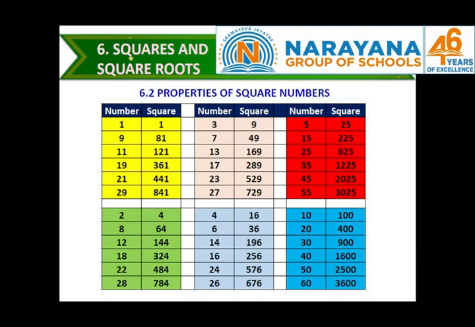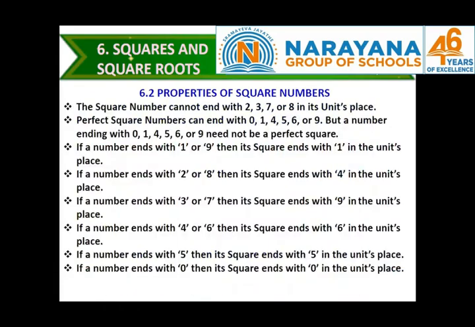So, for 1 and 9 the square ends with 1, for 2 and 8 it ends with 4, for 3 and 7 it ends with 9, for 4 and 6 it ends with 6. Then what about 5 and 0? See, if a number ends with the digit 5, its square ends with 5, and if a number ends with the digit 0, its square also ends with the digit 0.